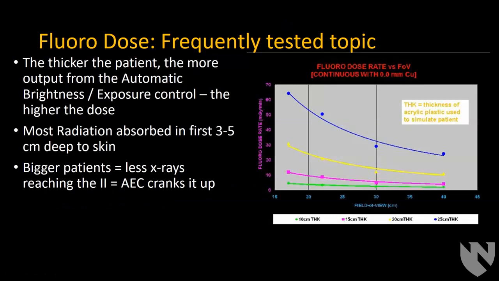So the thicker the patient, the more output you get from the automatic brightness control, and then you get a higher dose. Most of the radiation is absorbed in the first few centimeters of the skin, and so if you have larger patients, you'll have fewer X-rays that reach the image detector, and so the automatic exposure control cranks up radiation. And just an example here, you can use this thickness of acrylic plastic used to simulate a patient. And so you can see as you go from 10 to 25 centimeters, the dose goes up.